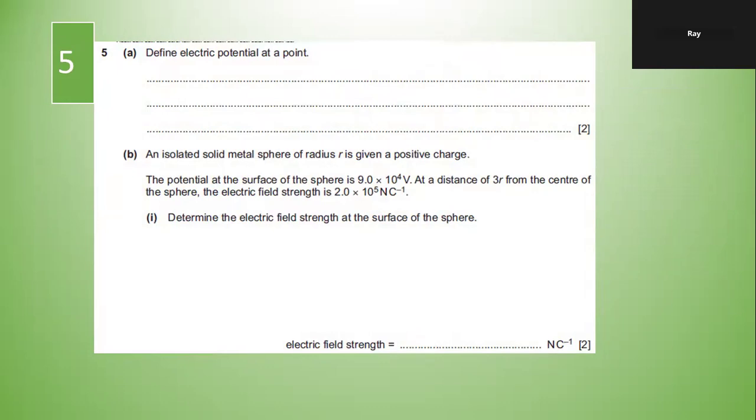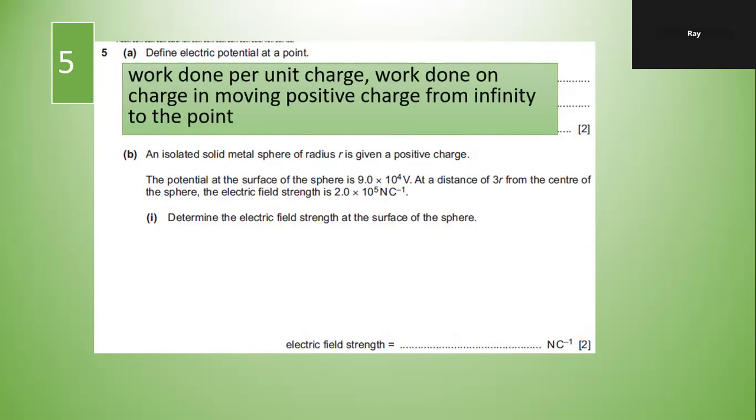Define electric potential at a point. Okay, so you can remember without looking at your answer. Work done per unit charge in moving a small charge from infinity to a point in an electric field. Work done per unit charge in moving a positive charge from infinity to the point. Remember it is a positive charge. You can combine them together, but that's how they give the mark.